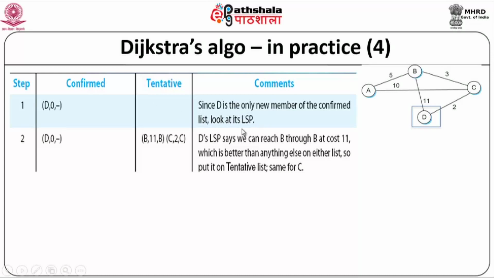So now you look at the LSP of D. D's LSP will have a path to B and to C. So that information is now added to the tentative list: B comma 11 comma B and C comma 2 comma C, right. So this is added. The next step is you have to choose the one that is shortest out of this. So C2C is the one that is chosen.